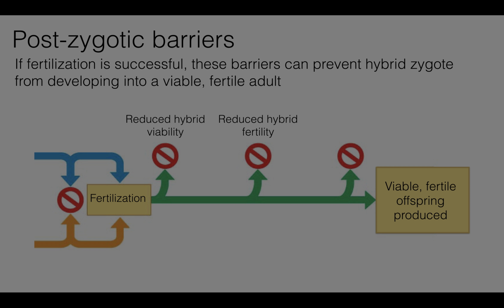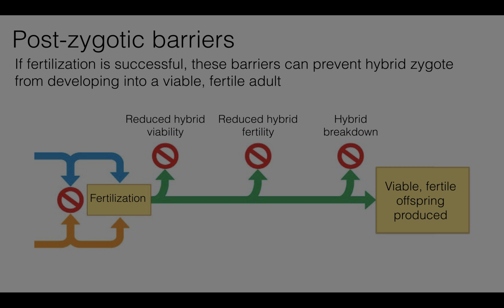You could also have reduced hybrid fertility. So maybe you successfully form this nice healthy hybrid, but that hybrid is either sterile or has lower fertility. So you could think of a mule, for example. If you have a donkey and a horse that mate, they form this nice, strong, useful mule, but that mule is sterile and it's unable to mate, it's unable to pass on its offspring.